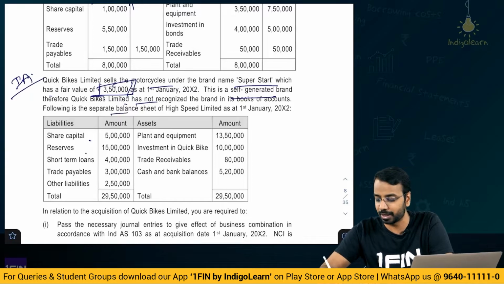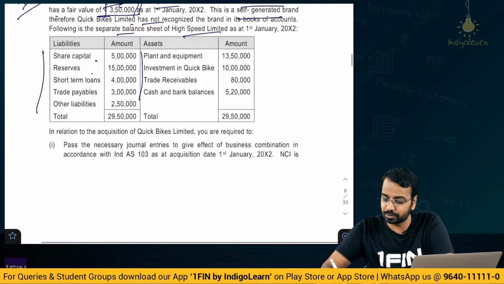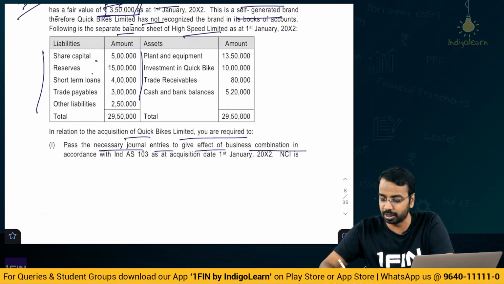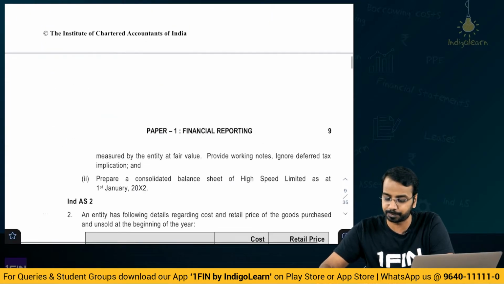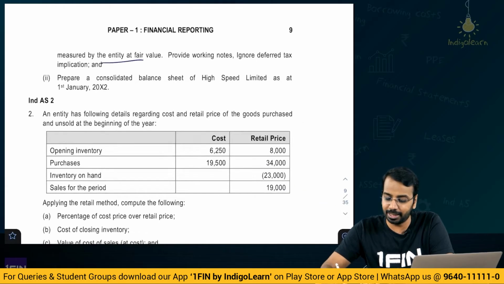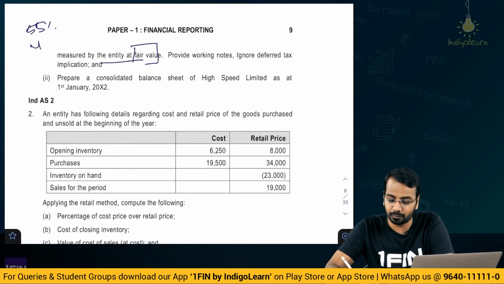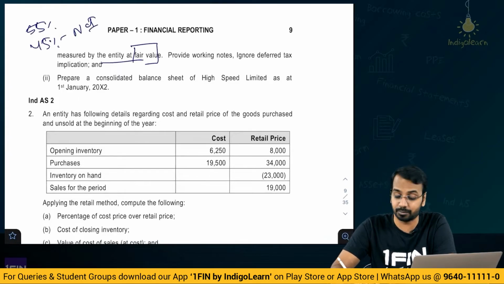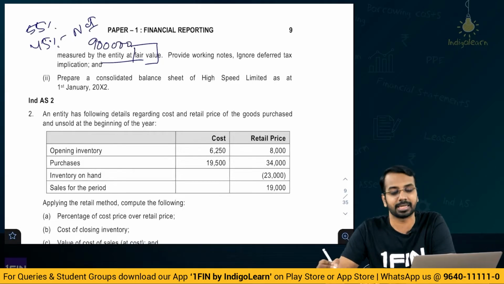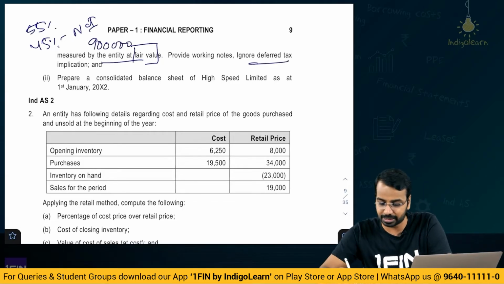The separate balance sheet of High Speed is given, the various items are given. In relation to the acquisition of Quick Bikes Limited, you are required to pass necessary journal entries to give effect to the business combination in accordance with Ind AS 103 as an acquisition. NCI is measured by the entity at fair value. So what is NCI? See, 55% is control, 45% is NCI. If 45% is NCI, then 45% of 20 lakhs, 9 lakhs, is your NCI number, right? Ignore deferred taxation, very good. Prepare the consolidated balance sheet as on 1st of January.